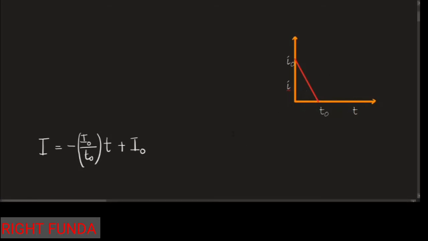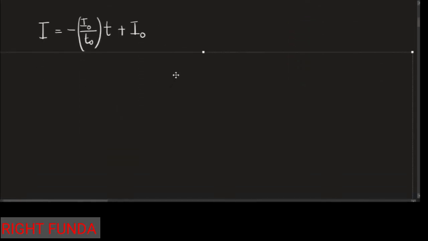This I0 is not given, otherwise I could have got it. T0 is given anyhow, so I0 is to be calculated. How will you calculate? The question says the charge is equal to Q, and we know that Q is equal to the integration of I dt. If we integrate this, we can easily get I0, since the charge is given.